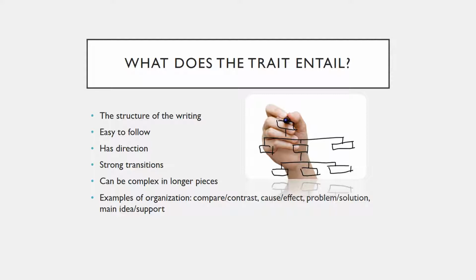Is it easy to follow? Does the writing have direction? Are there transitions? Does it flow? Typically, organization is complex in longer pieces, but not always. So some examples of organization are compare and contrast, cause and effect, problem solution, main idea, and support. And I know in third grade reading, for sure, these are all styles that are taught to be recognized in reading. So I really like that they can tie into each other in that way.